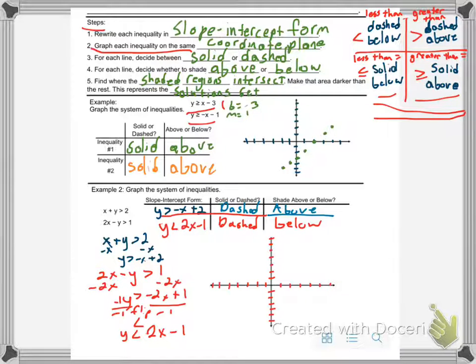And we know that it's a solid line, and we know we've already stated it's shaded above it. So draw lines, because we still got to graph another one.